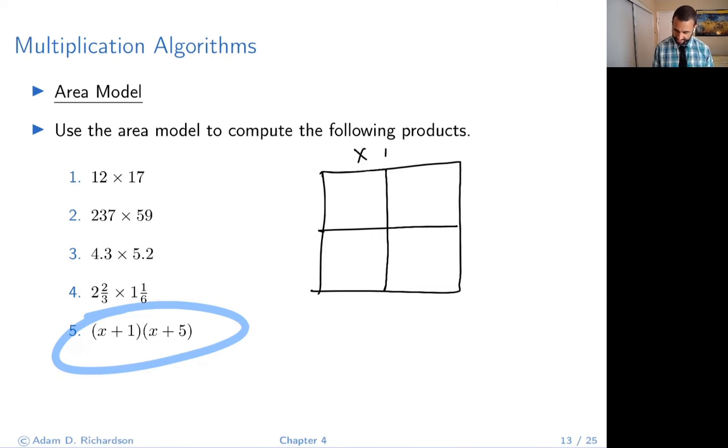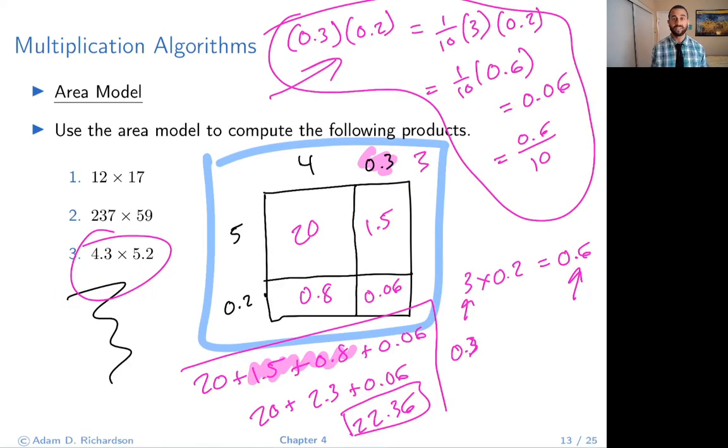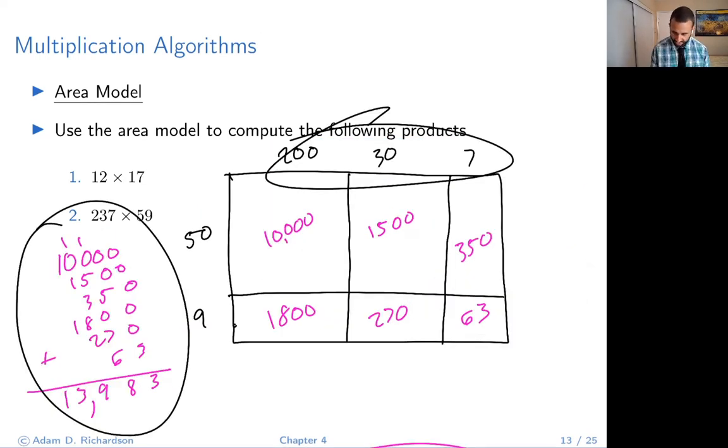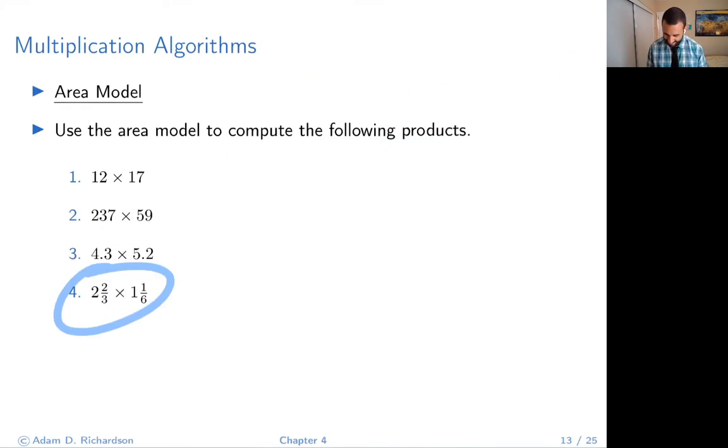Up here, we're going to do x plus 1, and here we're going to do x plus 5. And then you just do all the multiplications the exact same way that we did over here. Notice that up here, I had said earlier that if you add all these up, you get 237, right? Exactly the same thing over here.